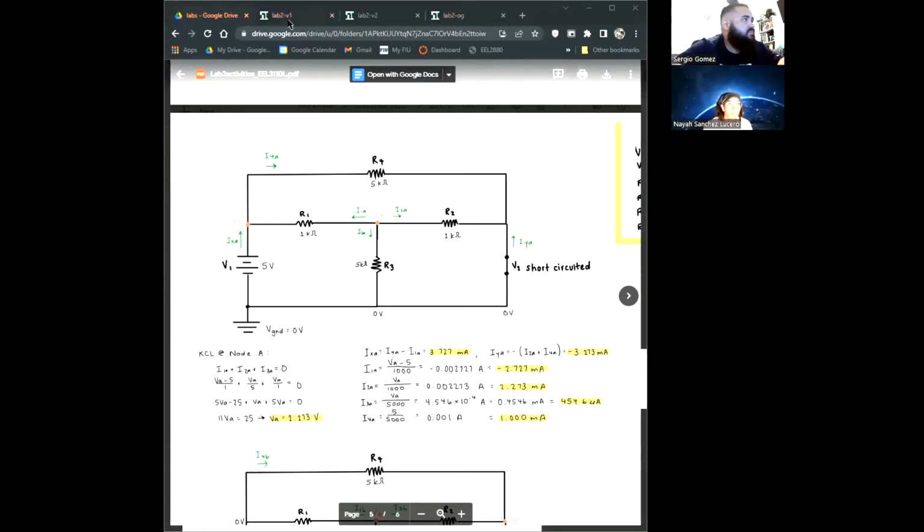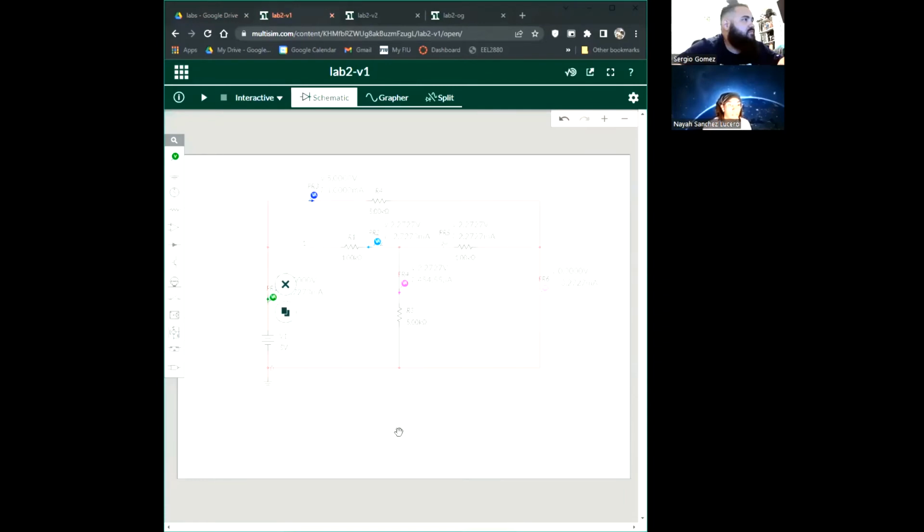If we look on Multisim, we can see the same value. Let me run it to make sure. So here we have the same values. Here would be the short circuit for voltage source 2.